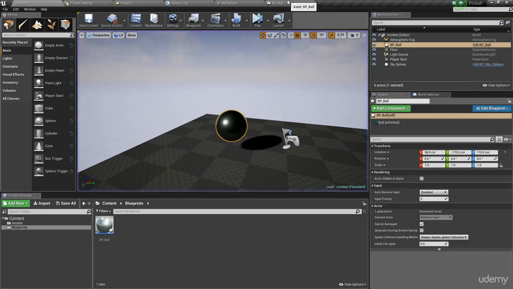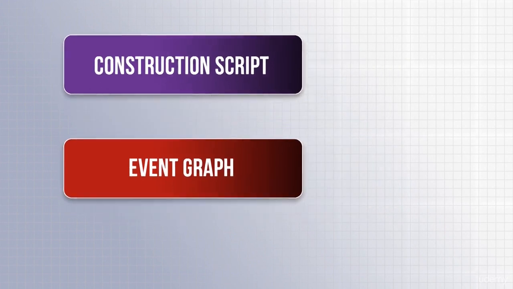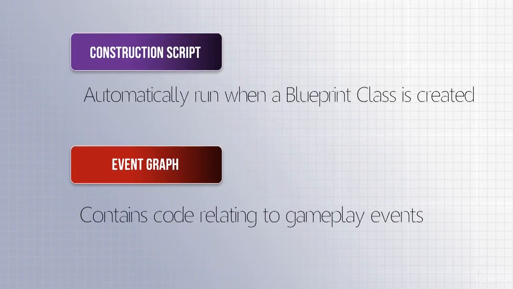Now when it comes to Blueprint script, it's very important to know that there are two areas that you can work with. You've got the construction script and the event graph. Now the construction script handles all of the things that you would want to run when a Blueprint class is created. For instance, you may want to run script so that when I add a fence actor to the world, it executes that script and then automatically creates a fence to the nearest wall. Now the event graph contains all of the code relating to gameplay events. So the event graph is typically what you would use in most cases when you're making something in Blueprint.